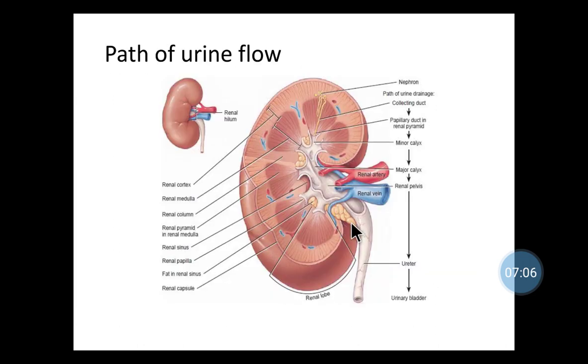Now we see the path of urine flow. The urine is formed in the nephron here. Then it is carried from this nephron to the minor calyx by the collecting duct and the papillary duct. After it comes into the minor calyx, it flows to the major calyx, then the renal pelvis, ureter, and finally into the urinary bladder.